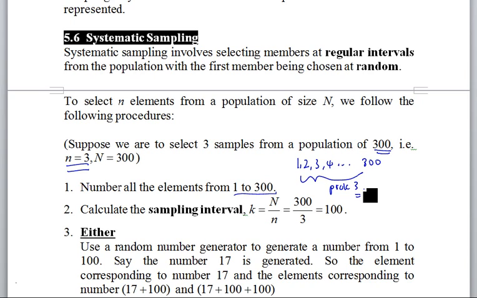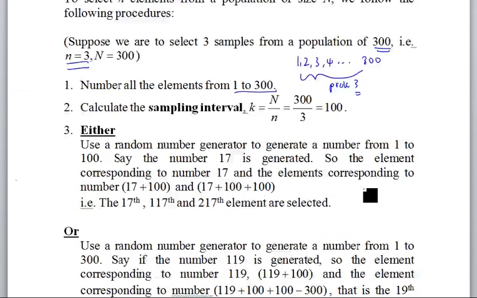What do I do? I generate a number from 1 to 100. Second example, I generate 17. Correct? Then I add 100, I get 117. I add another 100, I get 217. Done. That's the way I select 3 samples.